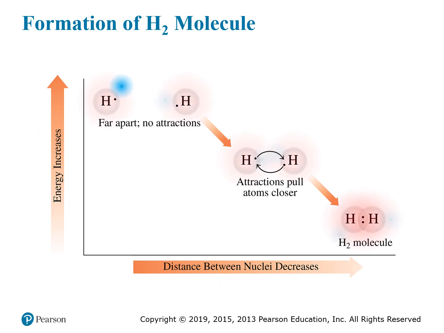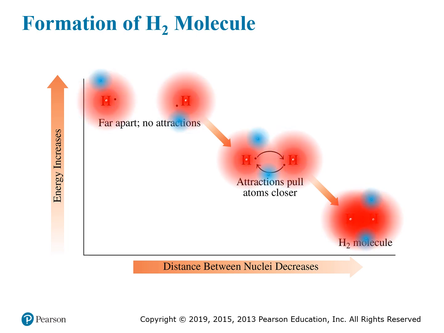Okay? So we can look at this in terms of the picture that we just saw, where far apart, they're just two undisturbed atoms doing their own thing. When they get close together, the attractions begin to pull them together a little bit, which is a somewhat lower energy configuration, and then eventually they get stuck together. The electrons are shared between them, and you have the lowest energy configuration, which is the hydrogen molecule, H2.